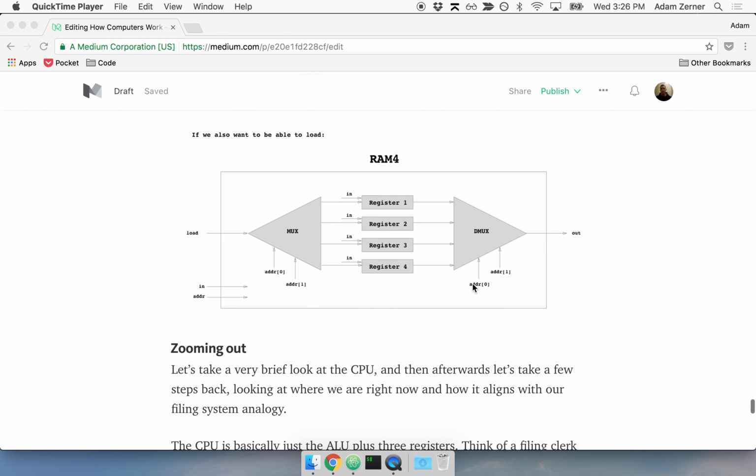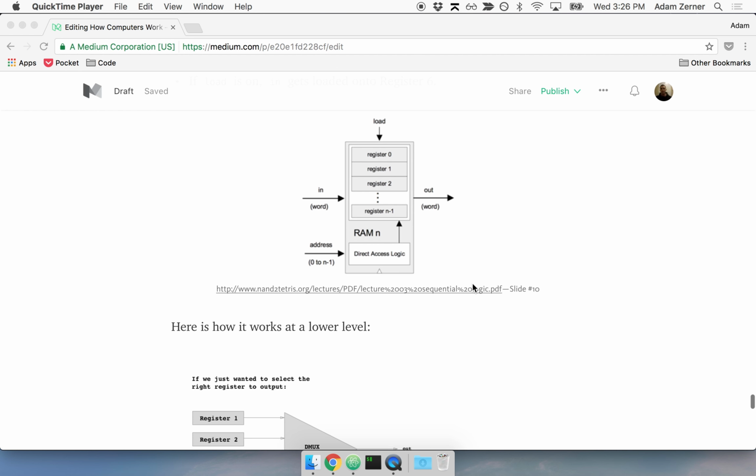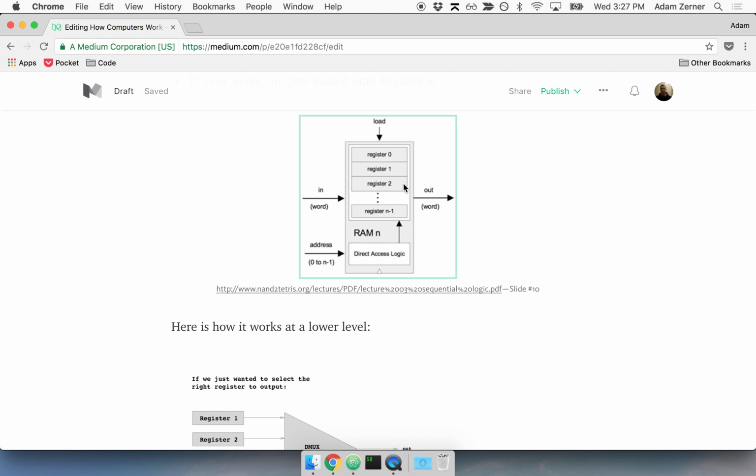Let's look back up at the RAM so we can understand that a little bit better. The address is going to point to one of these registers. The in is the result of the ALU's computation. If the load wire is on, this is going to get written to the register being pointed to by the address. So maybe the address is pointing to register 2, and the input is all ones. That means if the load wire is on, all ones are going to be written to register 2.